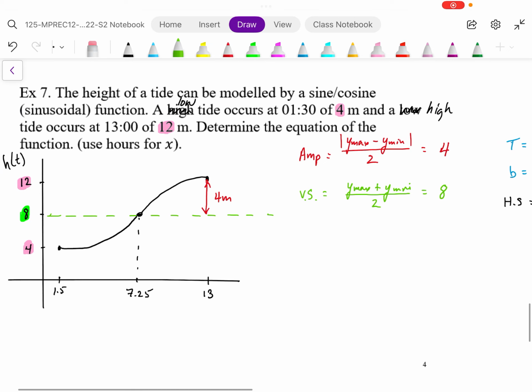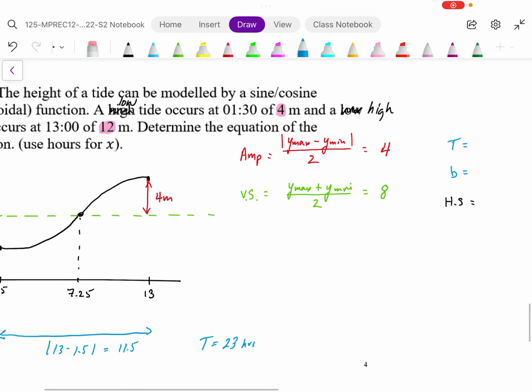For the period, what I've drawn here is half the period. So if I take a look at the distance along the x-axis, so to find this distance, I subtract. So I'm going to end up with 13 minus 1.5. That represents the distance, which is half the period. And so that gives me 11.5. And being half the period works out to be double that, or 23 hours. So my period is 23. That makes the b 2 pi over the period, which is 23.